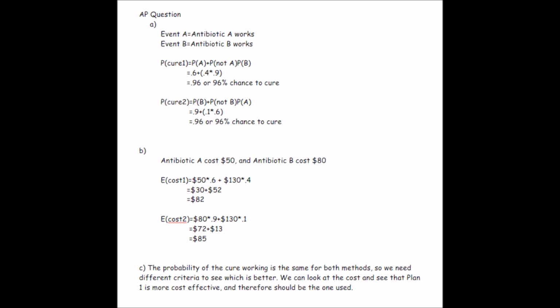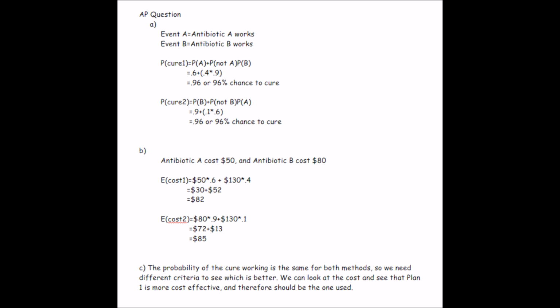Then to find the price for cure number 2, you do, again, basically the same thing. So $80, because that's the cost of antibiotic B, times 0.9, because that's the probability of antibiotic B working. Then add that to 130, because that's the two antibiotics together, times 0.1, because that's the probability of antibiotic B not working. So then you get $72 plus $13, and that is equal to $85.